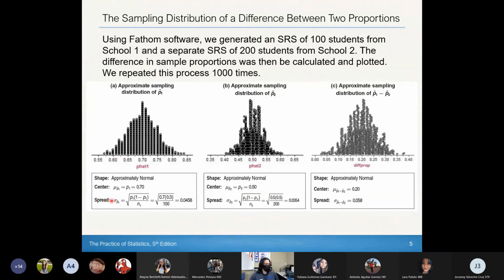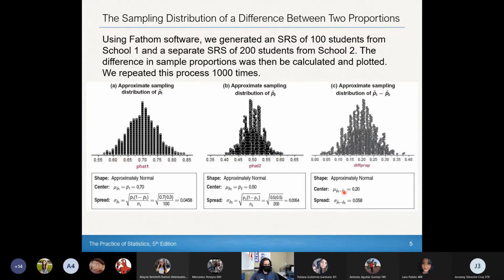Right, we also can then get the standard deviation for p hat 1, which is the square root of p1 times 1 minus p1 divided by n1. We get 0.0458. We do the same procedures for the rest of these. We have a center of 0.5 for school 2, spread of 0.0354, and then for the difference, the mean is 0.2. Again, the mean is simply the mean of p hat 1 minus the mean of p hat 2, 0.7 minus 0.5, 0.2.